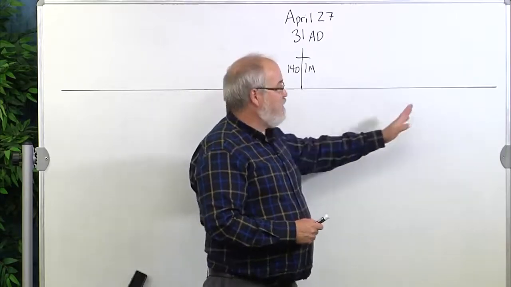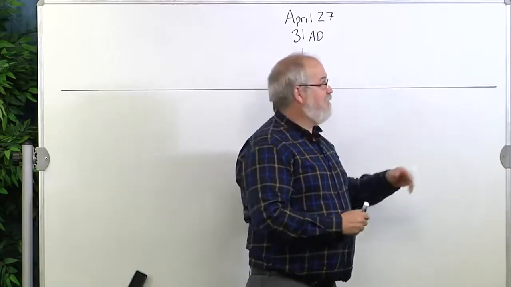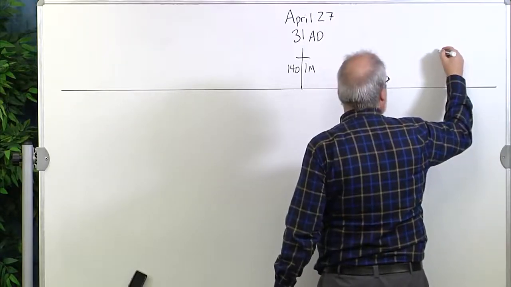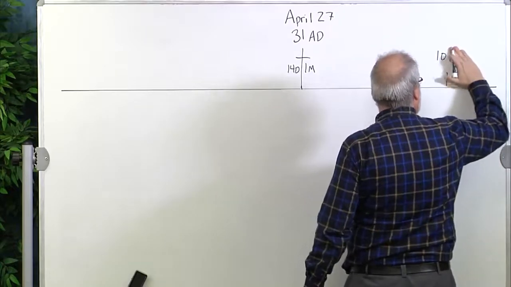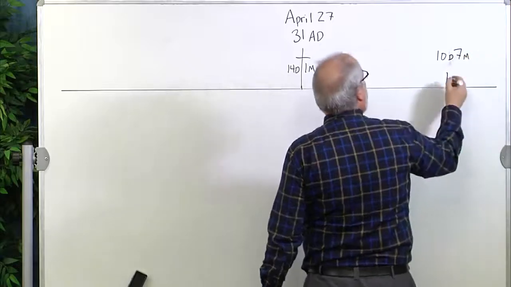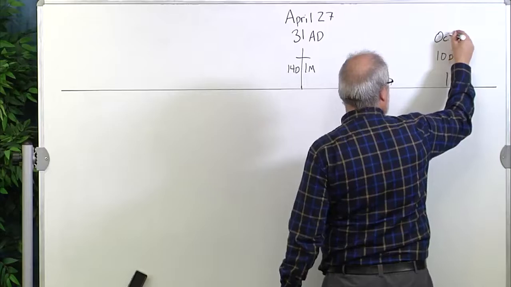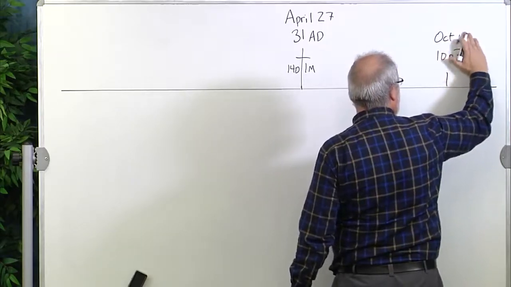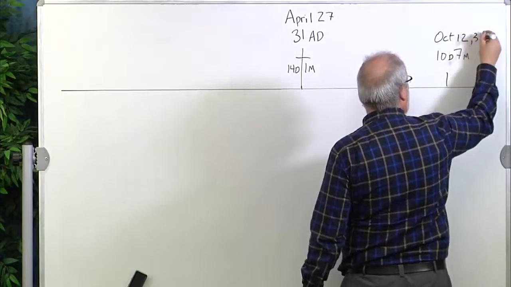And so when is Stephen going to be stoned? What date? 10th day of the 7th month. He sees Christ standing. And when I count this here, later, 10th day of the 7th month. When we look at this date it is October 12th. Oops, I did this backwards. October 12th, 34 AD.